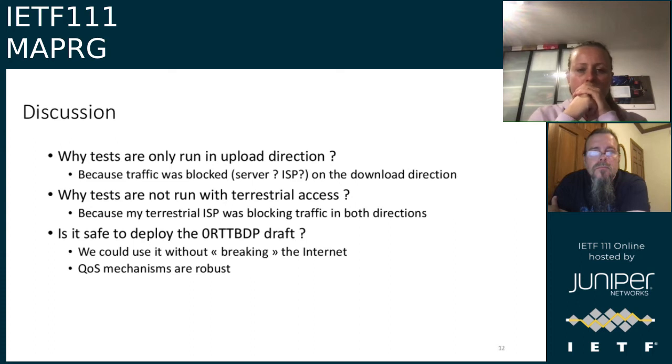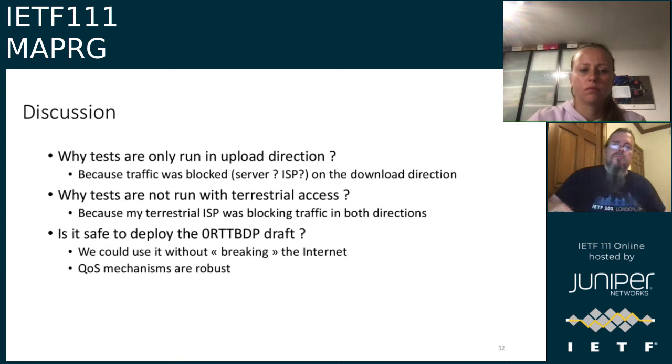Then there may be some questions. These are ongoing tests, and I've only run tests in the upload direction. That was strange, because the traffic was blocked in the download direction, and I didn't know why. I don't know if it was from a server or my ISP network that was blocking it. We don't know. I could not cross-check the gains, because I think most of the gains we see here are because we have a large RTT. The gain with the 0RTT would be less important in terrestrial networks, but we could not check that because my home ISP was blocking the traffic in both directions. Anyway, it was safe to deploy as it is because we did not break the internet.